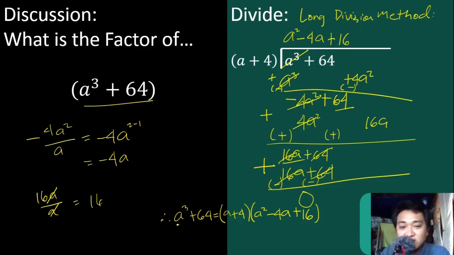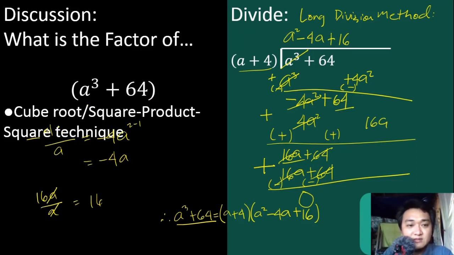Okay, so I hope nakatulong sa inyo yung ating long division method in getting the factor of a cube plus 64. Pero hindi natin siya maaasahan. It's not a dependable method from time to time. Kasi malay nyo may remainder, di ba? So hindi natin masabi, factorable ba siya kay a plus 4 talaga? Sometimes hindi natin masabing ganun. So, gagamit na lang tayo ng ibang method.